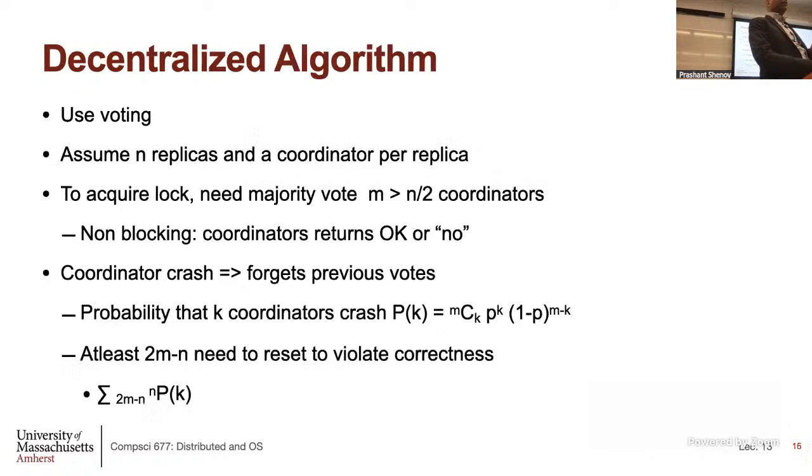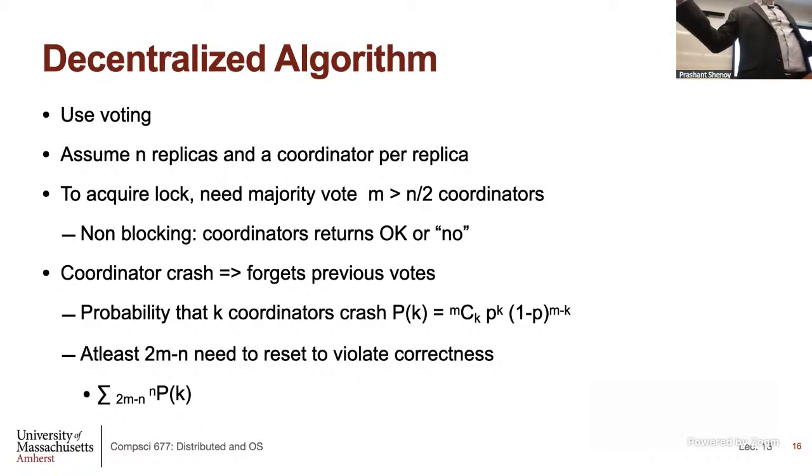Now let's try to make that more complicated by saying, let's remove the need for a centralized coordinator, because if the coordinator crashes, then we have a problem. So we'll use a decentralized approach, where rather than one coordinator, we have many coordinators. And we'll use voting between coordinators. So we relax the assumption that there's a single coordinator.